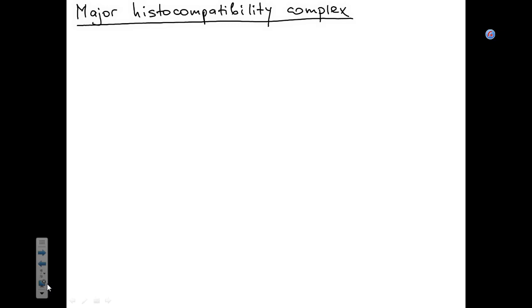So the molecules of the major histocompatibility complex actually allow T cells to tell self from foreign. Now, I'm going to explain. Usually it is explained in a very confusing manner. I will try to make it as simple as possible without dumbing it down. Okay. Let's first picture a normal cell.